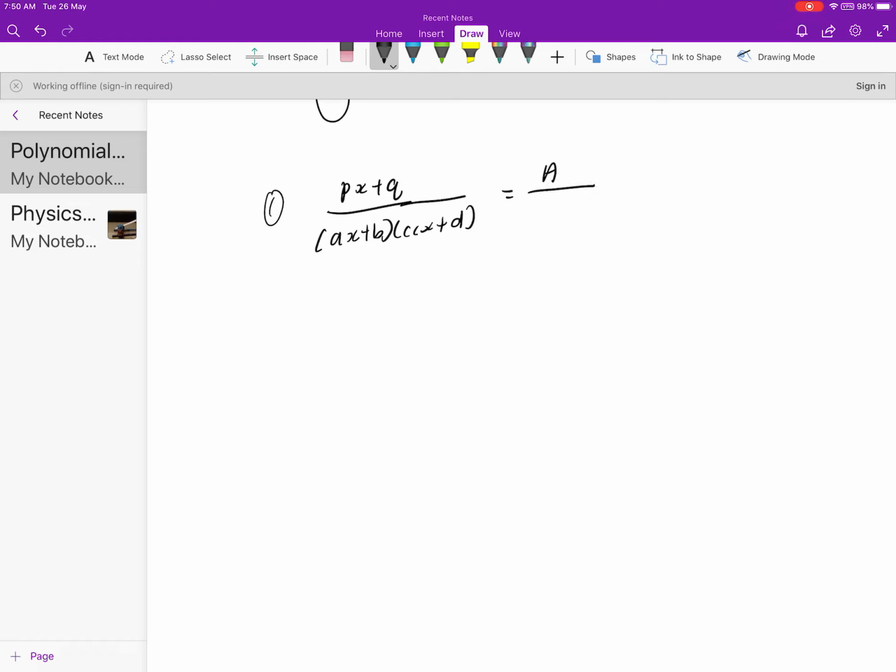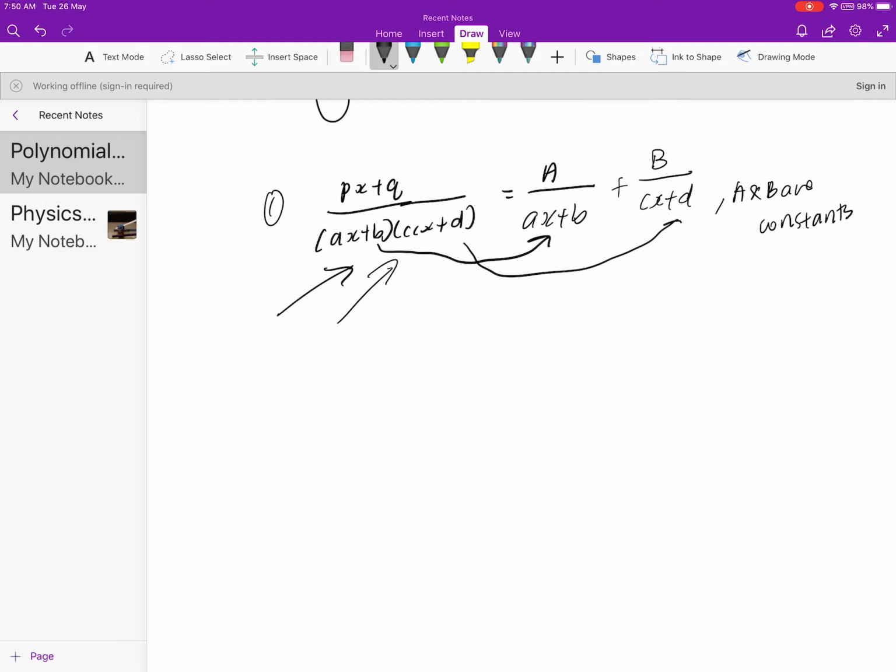So what I talked about just now is this. Basically it's distinct linear factors in the denominator, and it's a proper fraction because the highest degree is in the denominator, that being x squared. When you see these kinds of fractions, use this kind of formula. So if you notice, ax plus b goes here, cx plus d goes here, and a and b are constants. So basically you have to find out what are a and b.